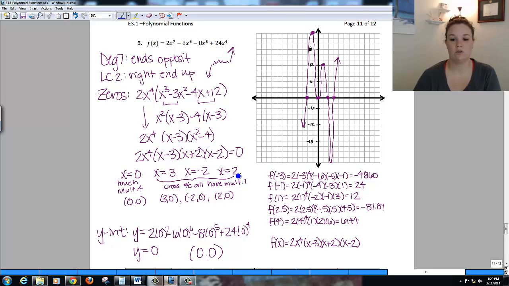negative 2, and 2. At 0, notice here I had an x to the 4th. So that one has multiplicity 4. So it's going to touch at the origin. All my other zeros, I only had multiplicity 1, so they're all going to cross at 3, negative 2, and positive 2. So I went down here and I wrote out all my intervals.